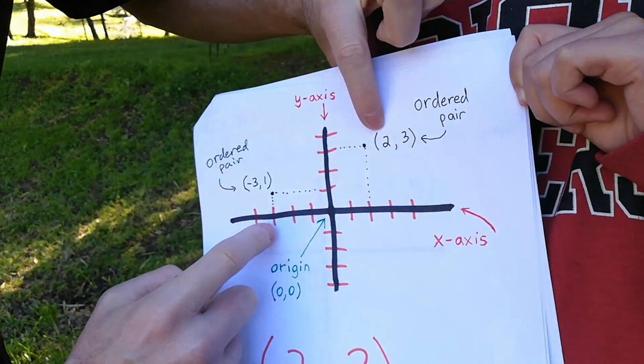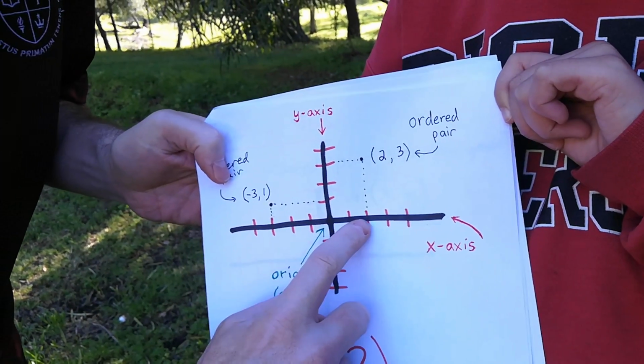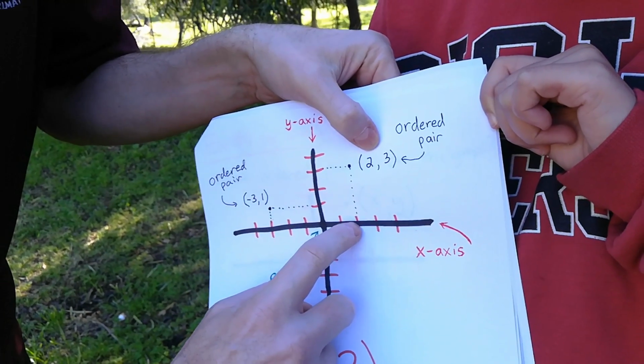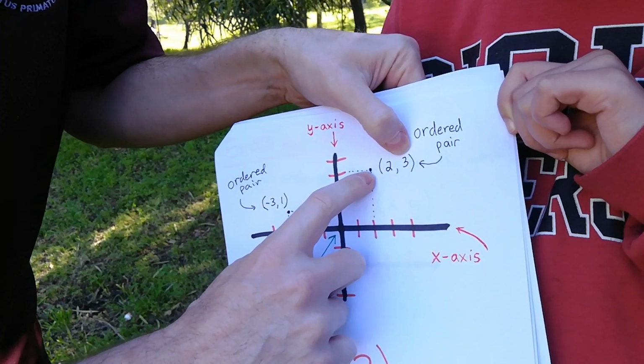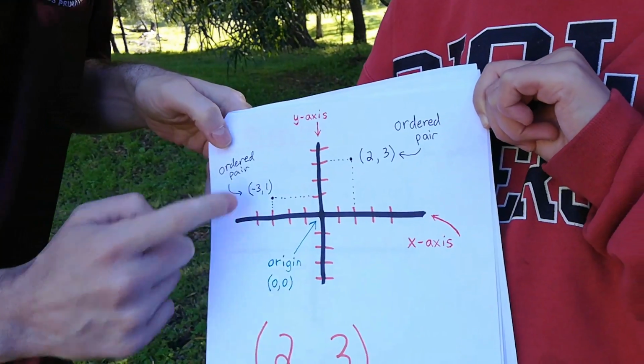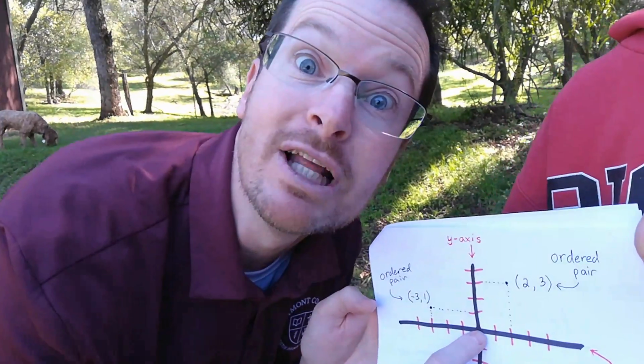But if we're going to go to 2, 3, we would start at the origin, we go over 2 on the X, that's this one, and then we go up 1, 2, 3 on the Y. That's how we get there. Well, how would you get over this one? You have to start at the origin.